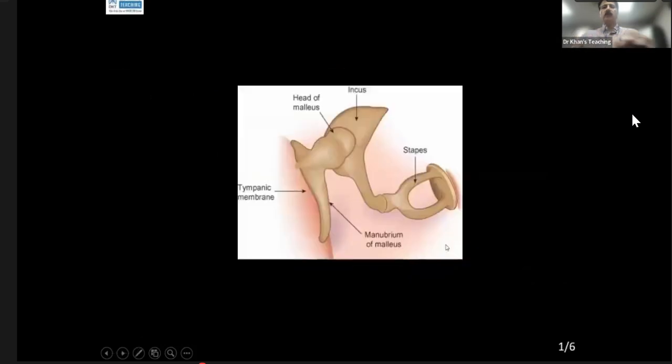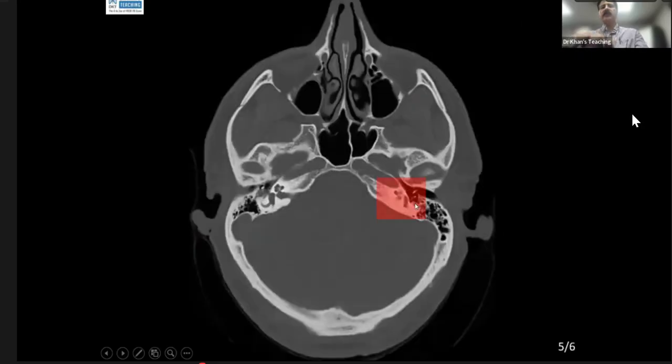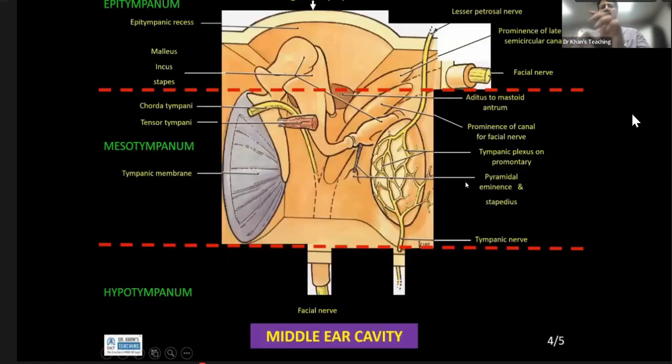Now, if you see here, a repetition, this is the stapes, and the capability of CT scan now is that the stapes is the smallest bone in the human body. Anterior crus is 0.58 millimeter, posterior crus is 0.6 millimeter, and we can actually see it on a CT scan. And we can see actually the joint also. So, with this background, this is a key diagram.